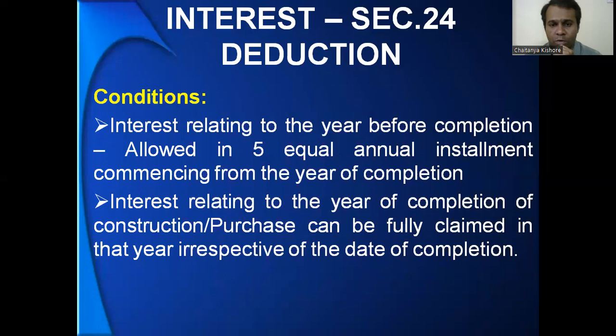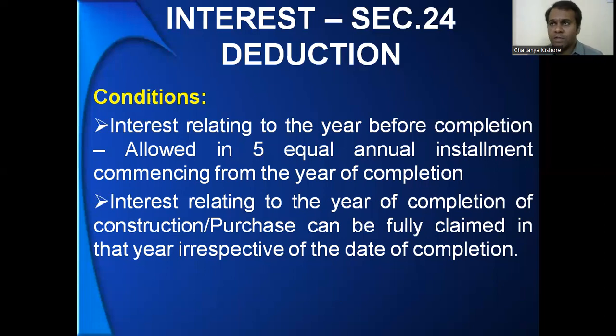But in contrast to that, section 24 says that you can claim any interest you have paid before the completion year. Say the house property is completed during 22-23 and you have paid interest before 22-23. That amount can get the benefit of section 24 deduction, but it will be allowed only from the year of completion of the house. So if the house is completed during the present year, the back period interest will be allowed as deduction in the current year in 5 equal annual installments. So every year you can claim 1/5 part.